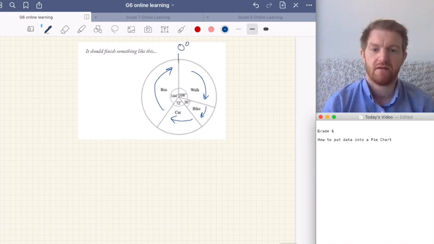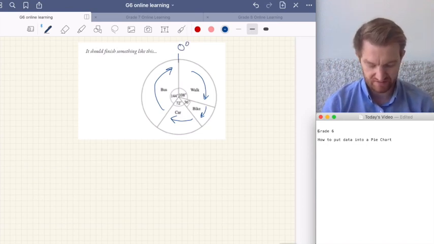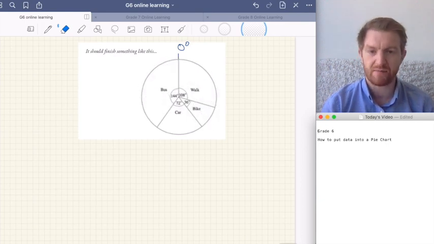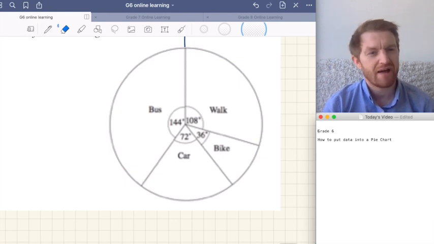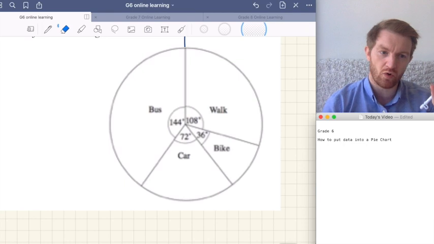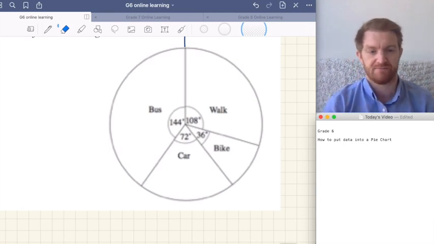Okay? And you end up with something like this. And you label each slice so you know what it represents. You don't have to label the angles, that's okay, but you do need to show that this is the walk, this is the bike, this is the car, this is the bus.